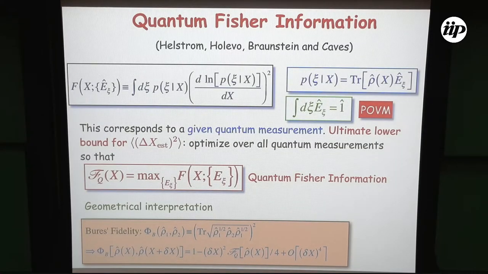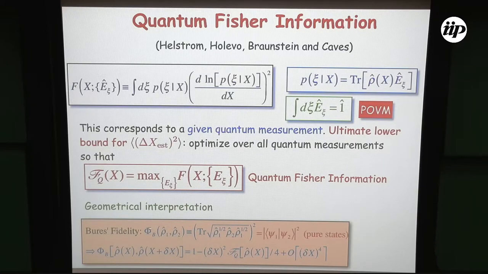Now, there is a very geometrical interpretation of the quantum Fisher information, which can be expressed in terms of the so-called Bures fidelity. So that's the fidelity between two states, rho 1 and rho 2. It's given by this expression. Now, for pure states, this expression simplifies to a well-known expression, which is this one. It's just the magnitude square of the scalar product between the two states. And this is the generalization for mixed states.